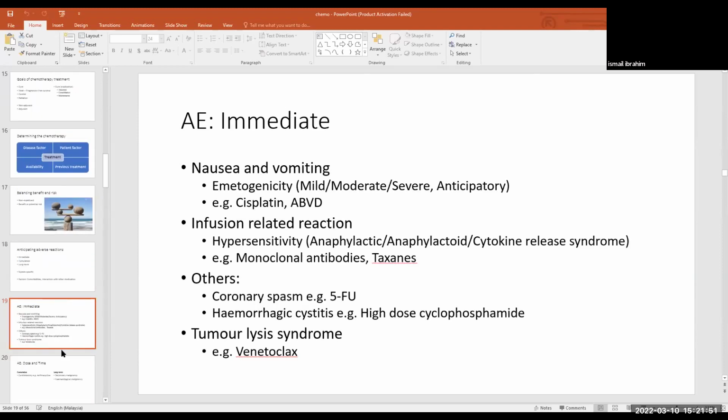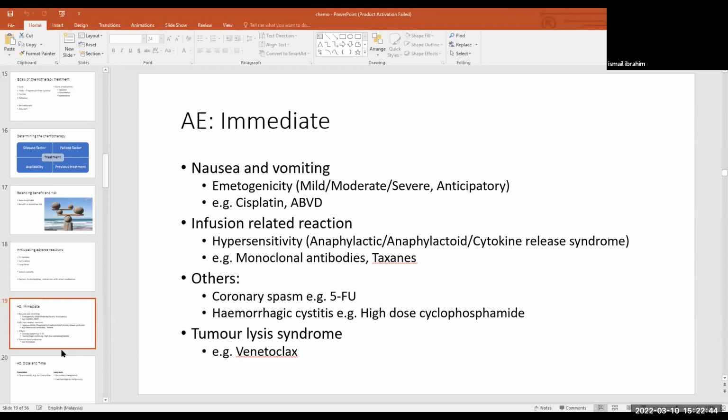I just want to go through a few adverse effects that people could get in terms of immediate reaction. The common thing that we always discuss is nausea and vomiting. Knowing that as a potential adverse event, you need to know for each chemotherapy or chemotherapy regime their emetogenicity, I mean how likely they will cause nausea and vomiting. We know cisplatin, for example, is very severe in terms of nausea and vomiting, and ABVD as well. In that group of patients who receive cisplatin or ABVD, we give more anti-emetics, more anti-nausea and vomiting medication.